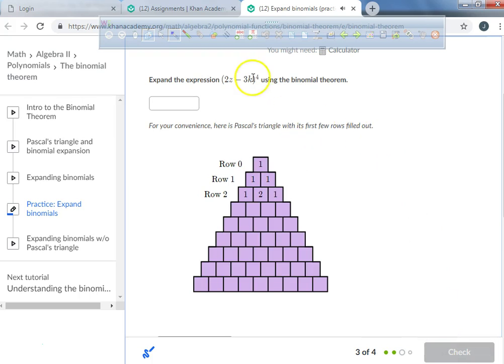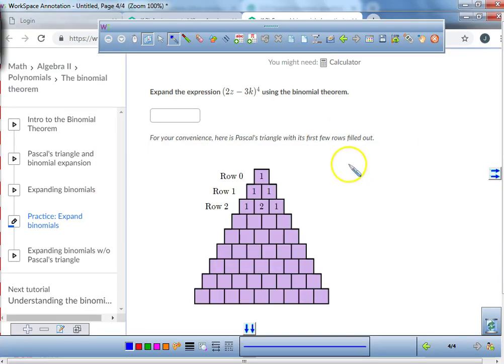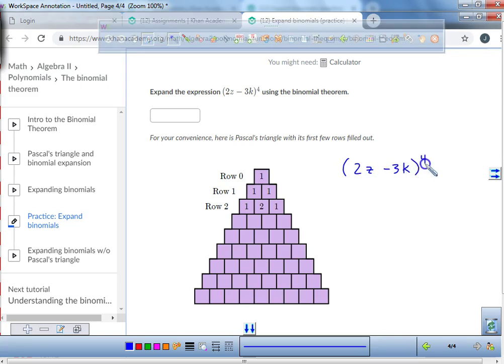All right, you know what? This one would probably be a good last one to do right here, because now we have coefficients in front of it. So let's just do one more, and then we'll call it a day. Integers. All right, so we have 2 and a z, but 2z minus 3k to the power of 4.